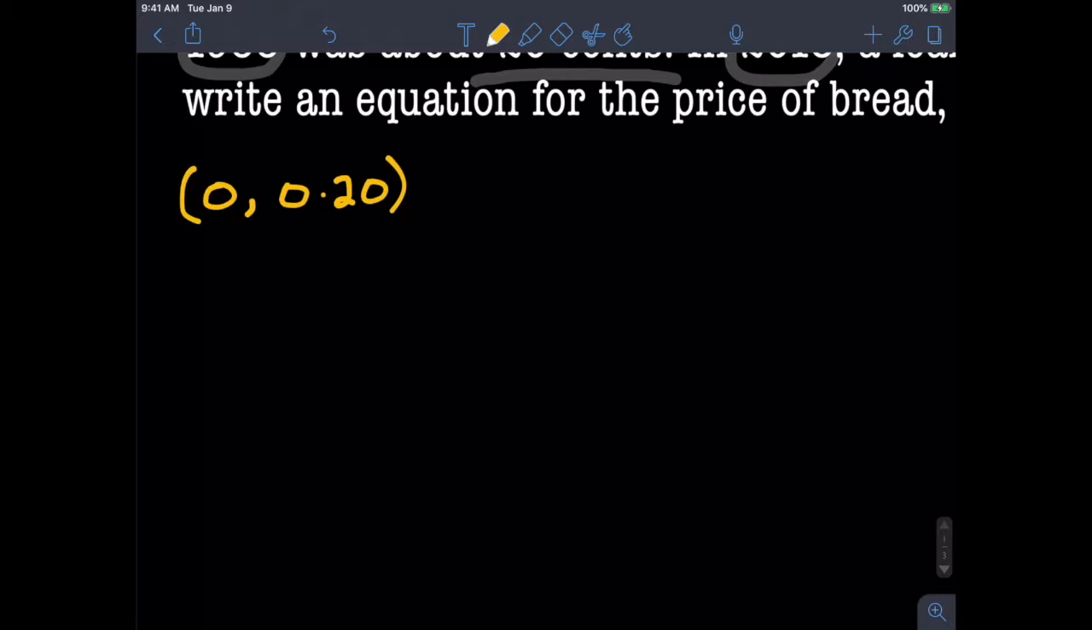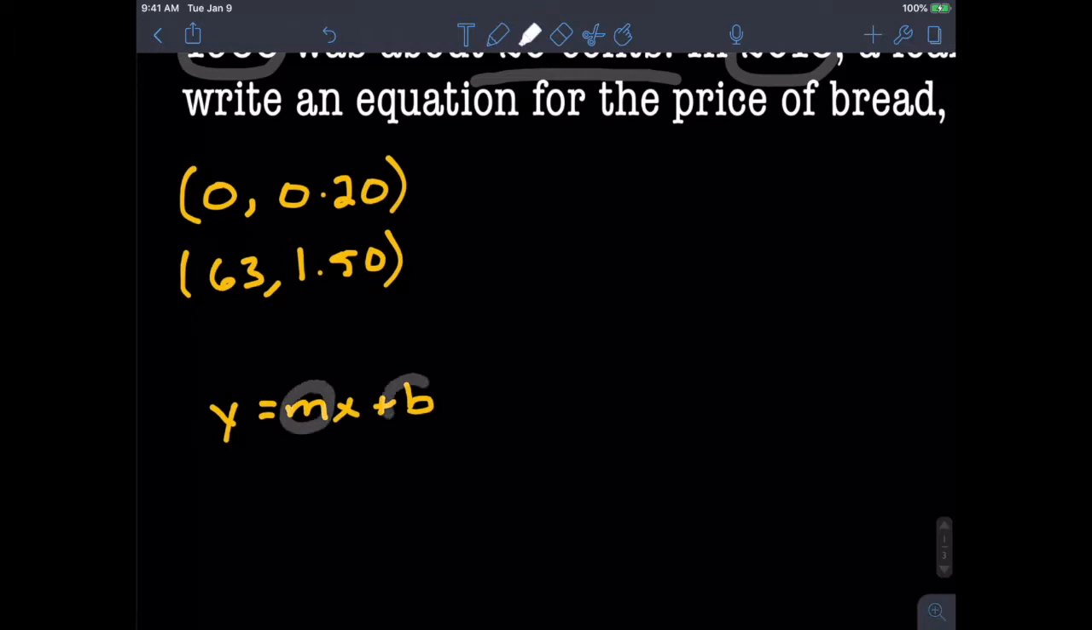We're going to do something similar for our second point here. We might want to put 2013, but based on the way that x is defined, we're going to call this 63, because 2013 is 63 years after 1955, and then the price of our bread. The ultimate goal of these problems is trying to find an equation in y equals mx plus b form. That means we need to find our m and the b for our particular situation.